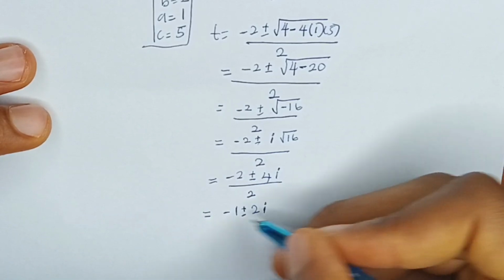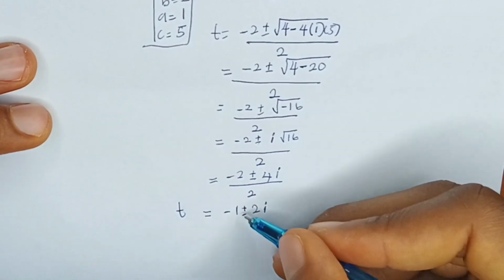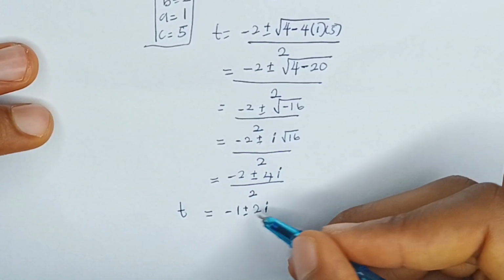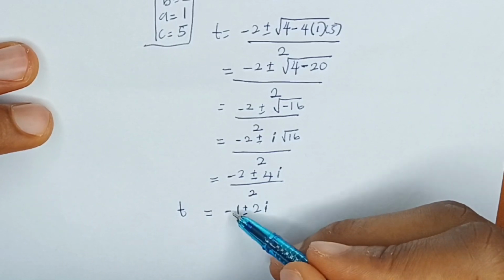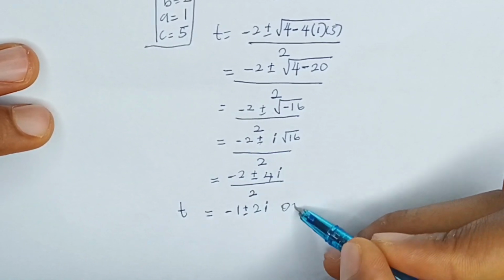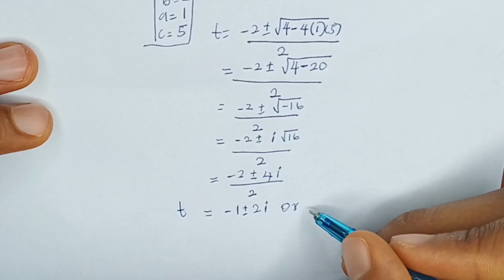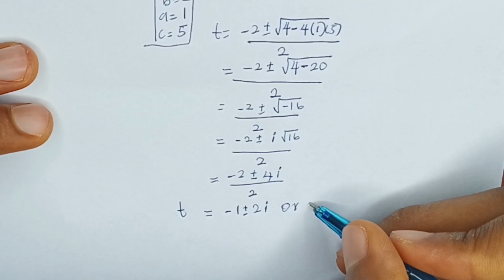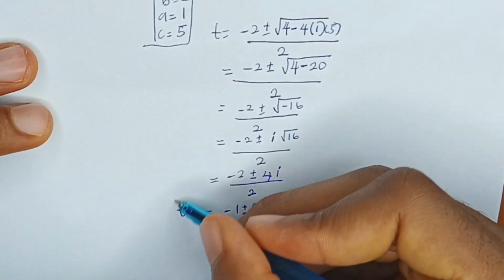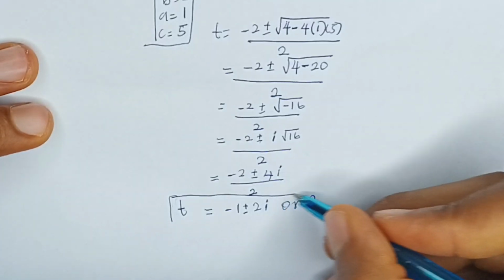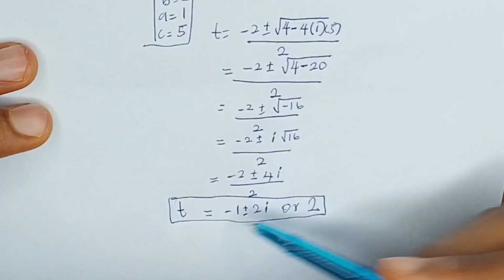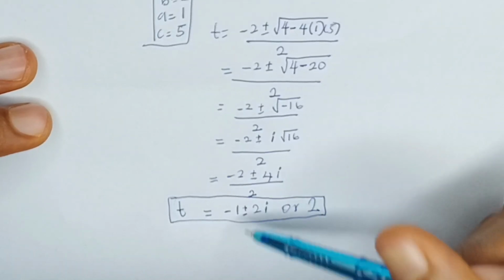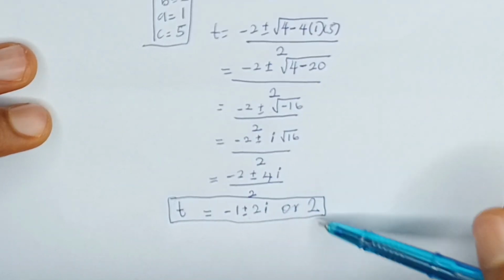Alright. Hence t is minus 1 plus 2i, okay, because we have plus or minus. So we say minus 1 plus 2i, or minus 1 minus 2i, or the first answer which we deduced was that t is equal to 2. So you're seeing that this is a polynomial with 3 answers. Hence t is equal to this or 2.